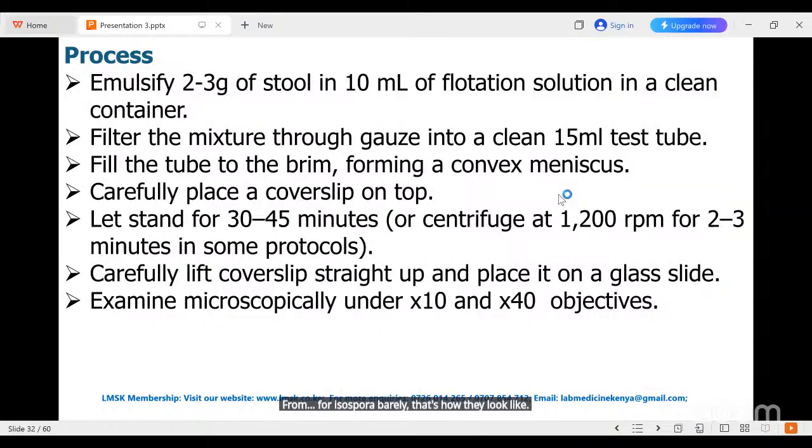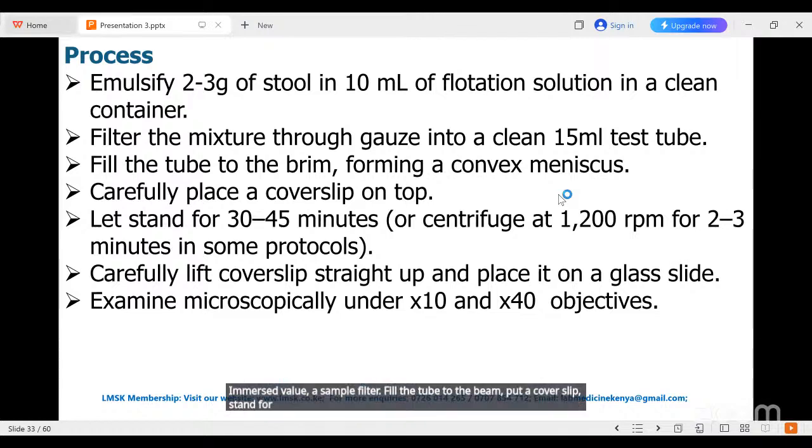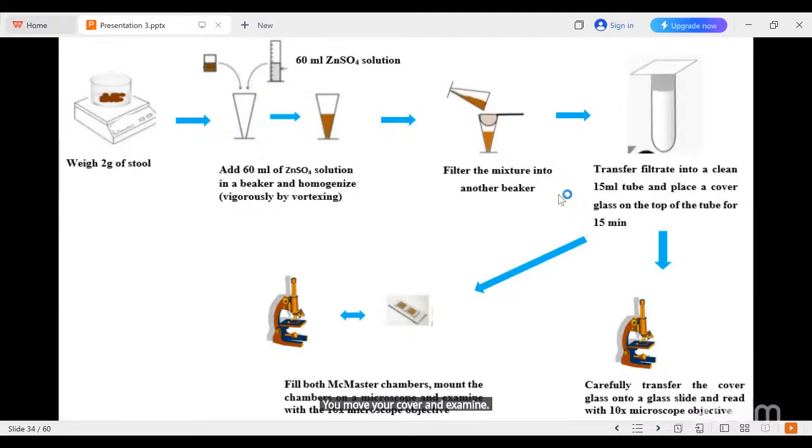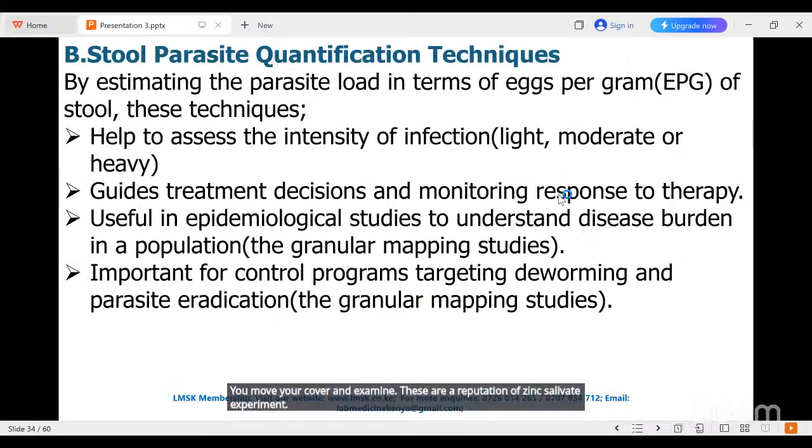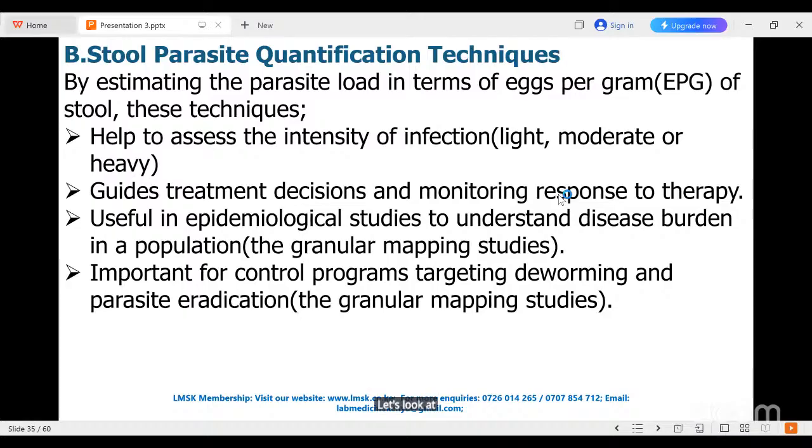So the process is simple, I've already explained. Emulsify your sample, filter, fill the tube to the beam, put a cover slip, stand for 30 to 45 minutes, remove your cover slip and examine. These are a repetition of zinc sulfate experiment. Let's look at quantification methods.